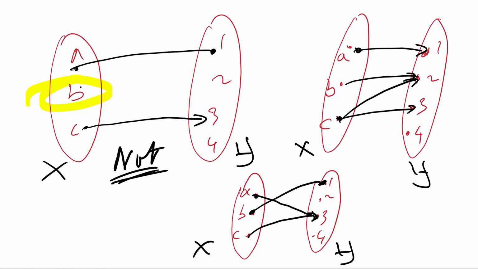In this case, it's going to fail here because we say that every element in the domain must map to something in the codomain. A indeed maps to something in the codomain, B indeed maps to something in the codomain, C indeed maps to something in the codomain. But the problem here is that B and C map to the same element in the codomain.